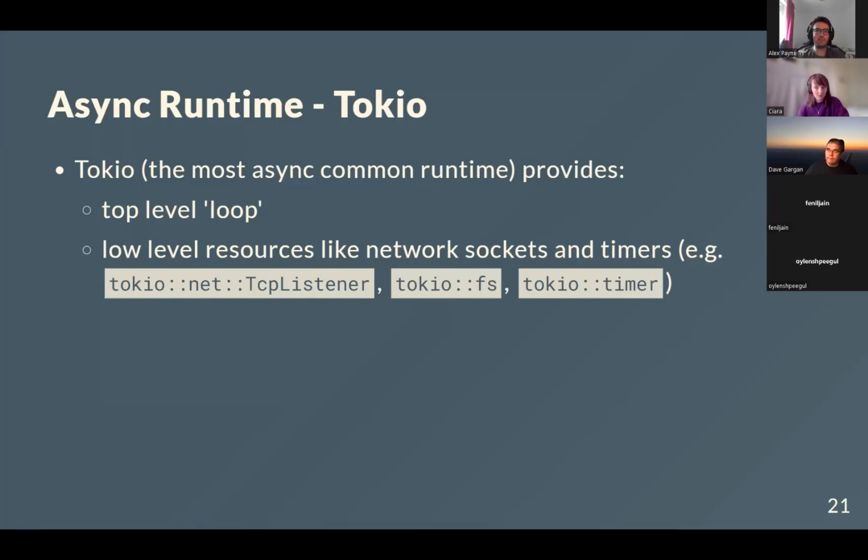Starting with Tokio, which is by far the most common runtime that's used, it provides, as mentioned, that top level loop, which is the thing that handles the futures that it's holding on to. And it also, hand in hand with that, provides low level resources like network sockets and timers. And it's really important that it provides both of those things because they speak to each other.